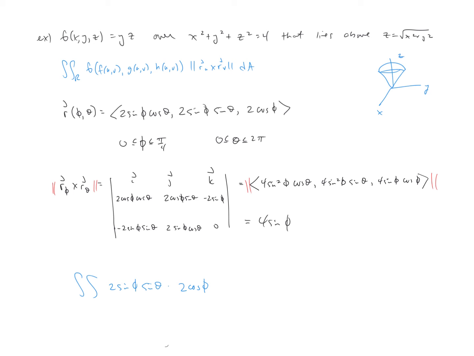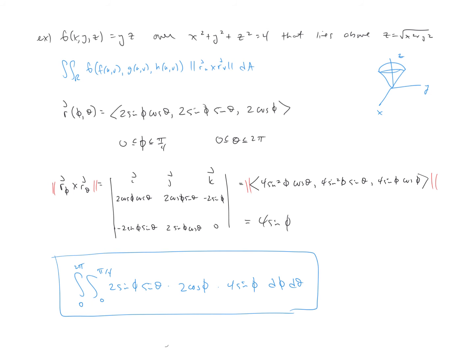I'll also need this cross product's magnitude, which was 4 sine phi, and we're with respect to phi and with respect to theta. Phi, we said, ranged from 0 to pi over 4, and theta ranged from 0 to 2 pi. So this would be your setup for the surface integral of g over S. And this S, remember, was parameterized down here as to what we used.